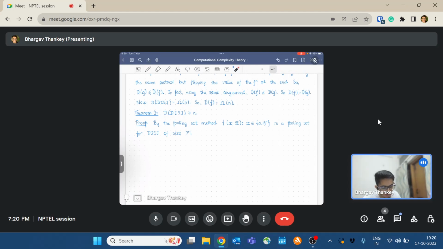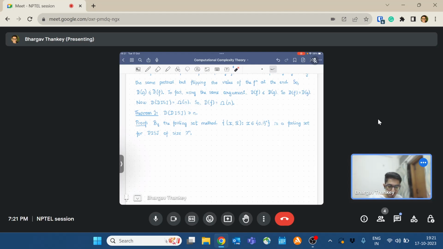And the reason that this is a fooling set is that for every pair in the set, disjoint(x, x complement) is 0. But if you take any y which is not the same as x, then either there must exist an i so that x_i is 1 and y_i is 1, or x complement_i is 1 and y_i is 1. So this is a fooling set.